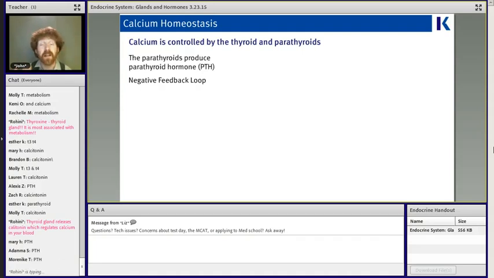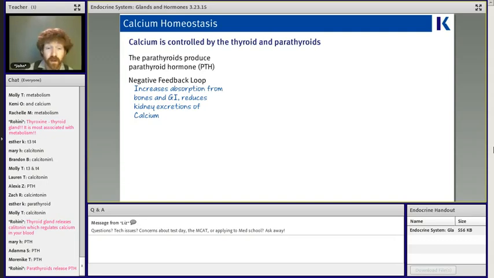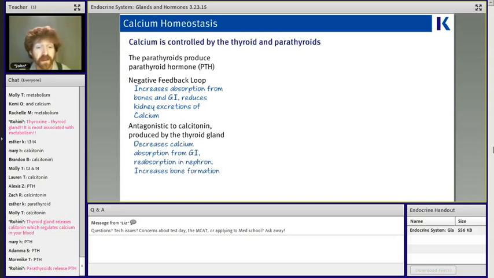So this is a classic example of a negative feedback loop. Basically, increased absorption from the bones and GI tract reduces kidney excretion of calcium. So pretty much if you're absorbing more, it means you need more. It means that you don't want to be peeing it out. So kind of a classic negative feedback loop there. Its antagonist is calcitonin, which we said is produced by the thyroid gland.